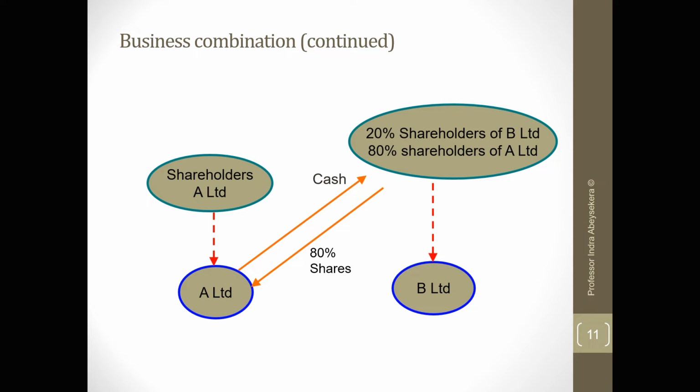So here's an example. A Limited acquires 80% of B Limited's ownership interest. Previous shareholders have sold their shares to A Limited, so A Limited now has 80% ownership interest, but 20% of ownership interest still lies with shareholders of B Limited who are not A Limited shareholders.